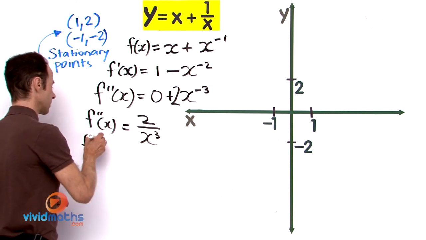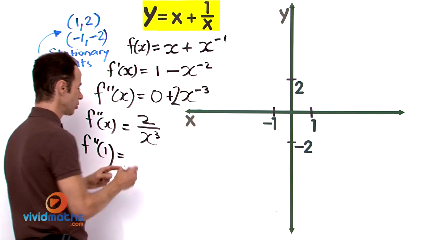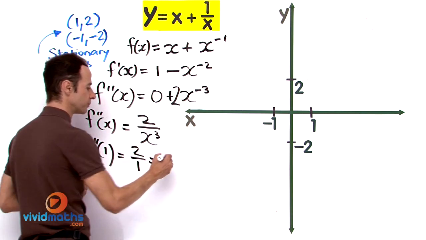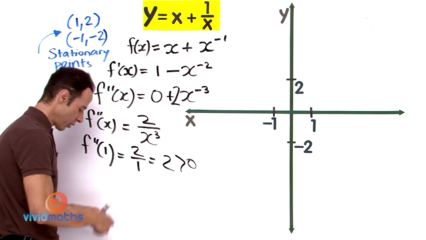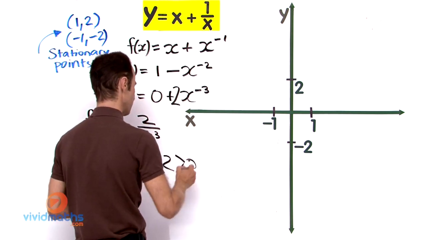So f double prime of 1 equals 2 over 1, and that simply equals 2. And that's greater than 0, isn't it? Which means it's going to be a what point? It's going to be a minimum, isn't it? So that's a minimum.